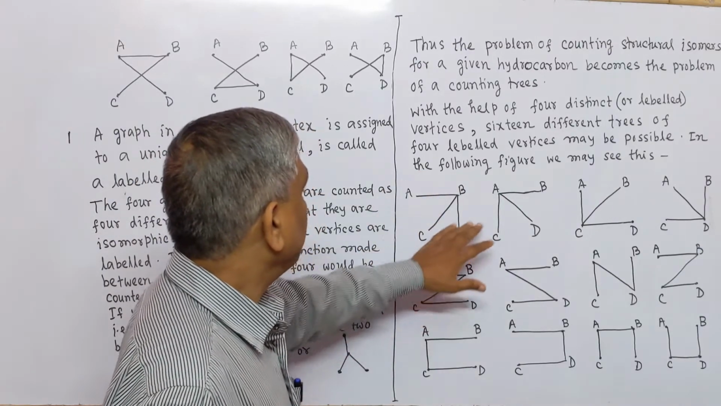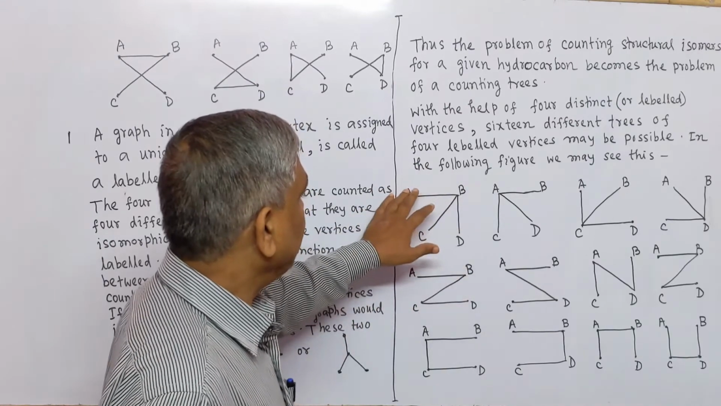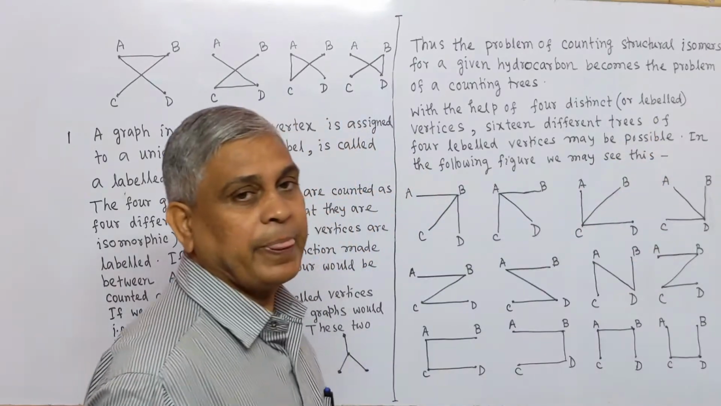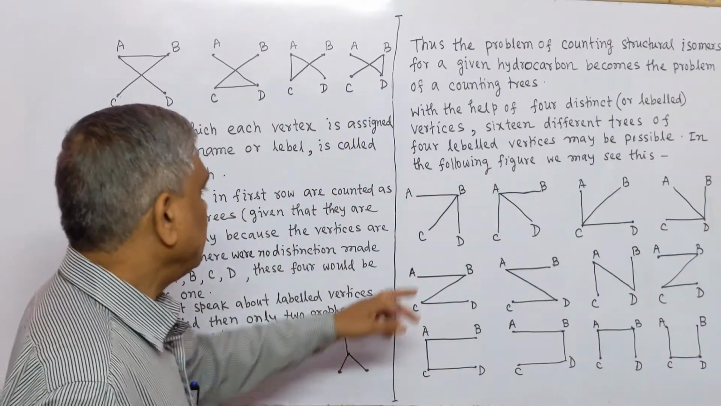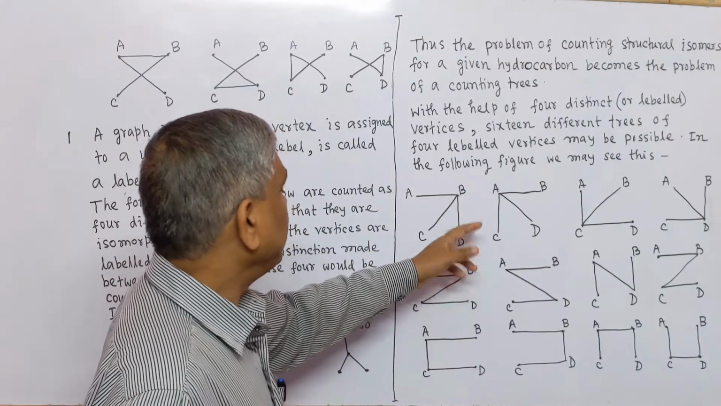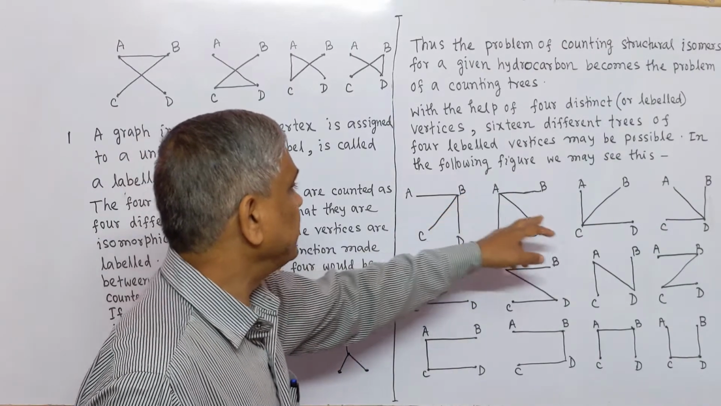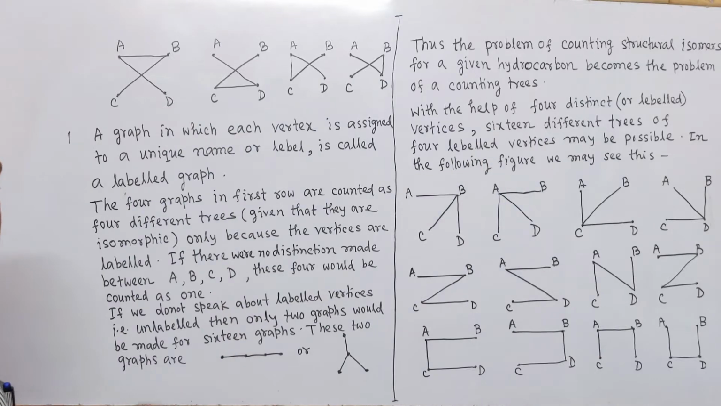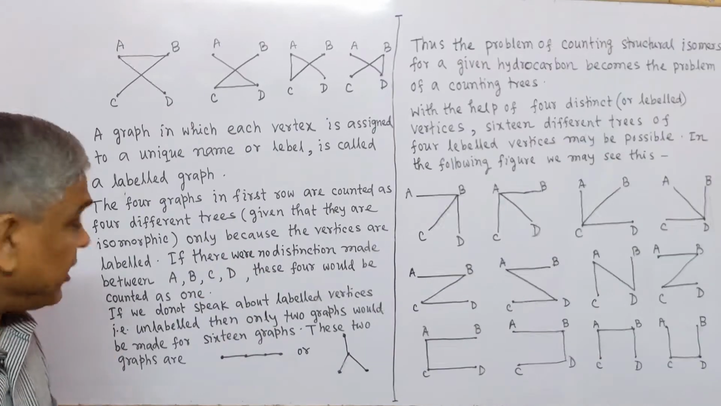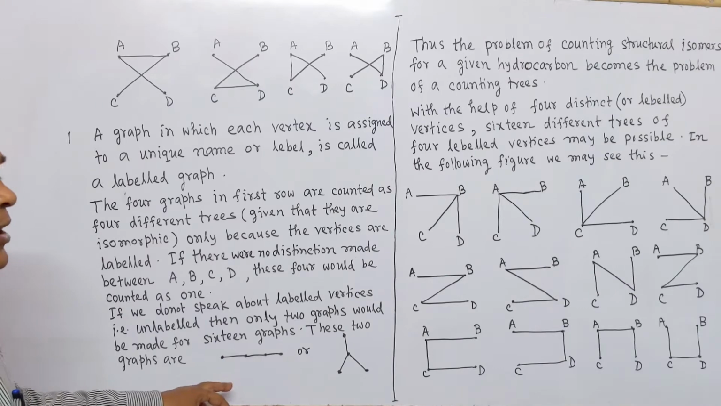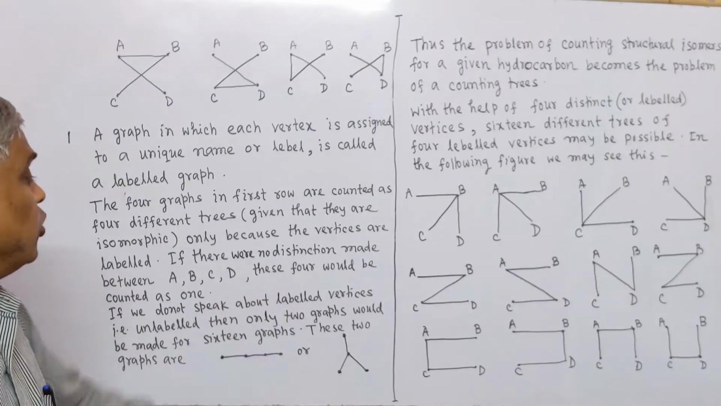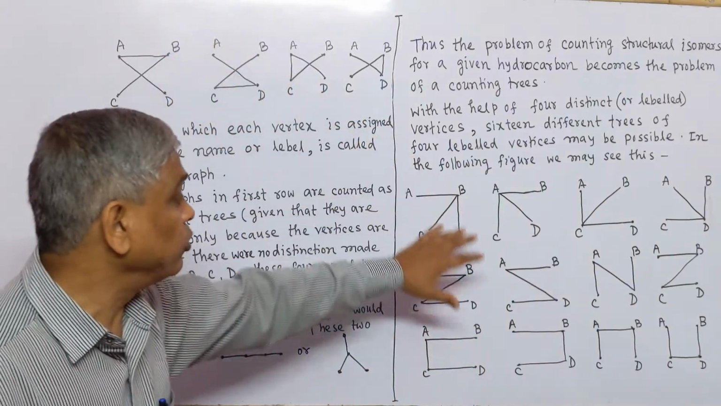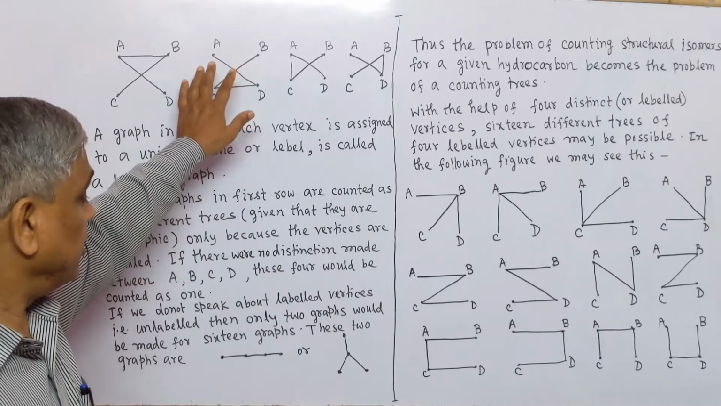If we have no A, B, C, D labels, then the 4 graphs will be the same. In each graph, we see that one vertex is of degree 3 and other vertices are of degree 1. If we do not speak about labeled vertices, that is unlabeled, then we get only 2 graphs for these 16 graphs.